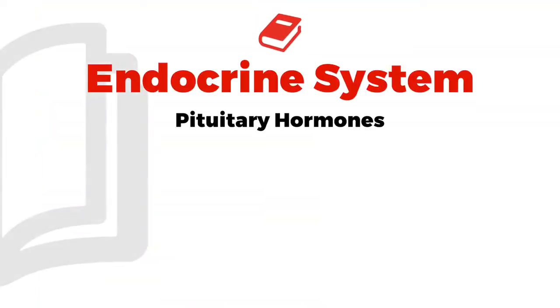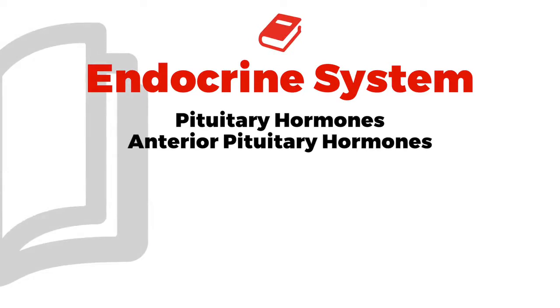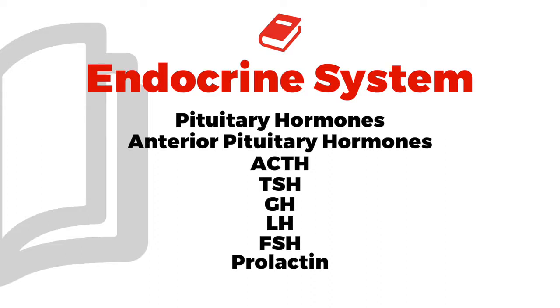Okay, good. Now let's start thinking about the pituitary hormones, all right? And remember, we started talking about which ones are anterior and posterior. So we're gonna start again in our anterior pituitary hormones, and those pituitary hormones are ACTH, TSH, growth hormone, LH, FSH, and prolactin, all right? We're gonna slowly go through those. The one we're gonna start first is ACTH.